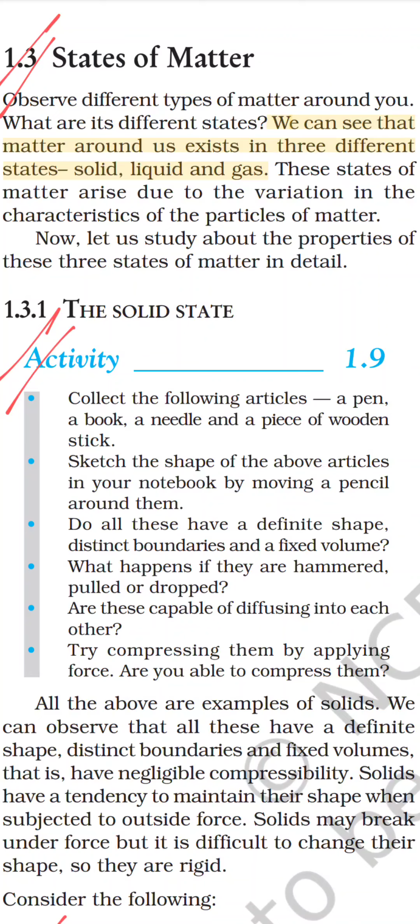Activity: collect the following articles: a pen, a book, a needle and a piece of wooden stick. Sketch the shape of the above articles in your notebook by moving a pencil around them. Do all these have a definite shape, distinct boundaries and a fixed volume? What happens if they are hammered, pulled or dropped?